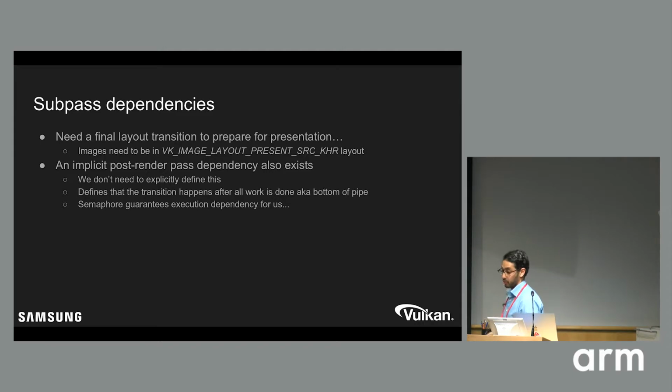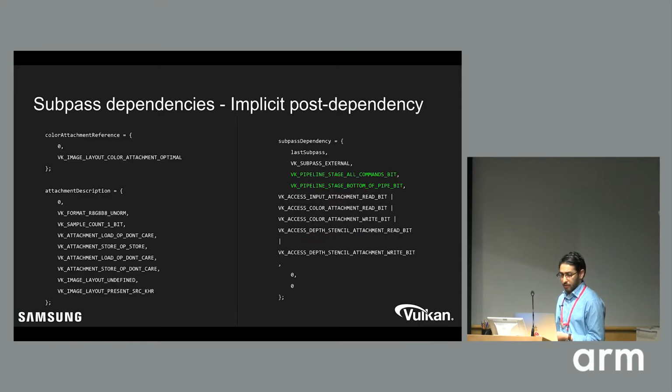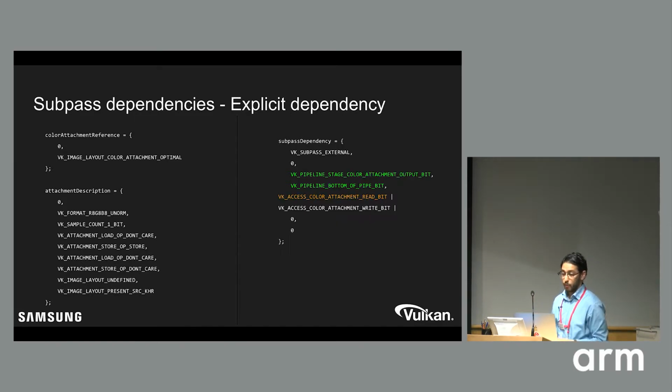And then to transition to the presentable layouts at the end of the render pass, we also need another subpass dependency. There is an implicit subpass dependency which exists, which is also fine since we have a graphics semaphore that gets signaled when work is done, so at bottom of pipe. We don't need to explicitly define the subpass dependency because the transition will get done at the right time, but we can still do that. The post-dependency that's injected automatically is defined like so, which is fine, as I said, since the stage that gets unblocked is bottom of pipe. But we can still change it to this if we want to and specify the relevant access masks, stage masks, whatever you want.